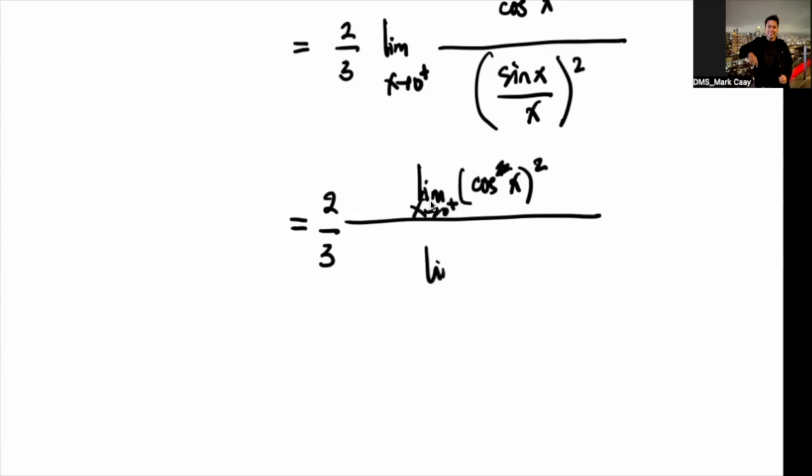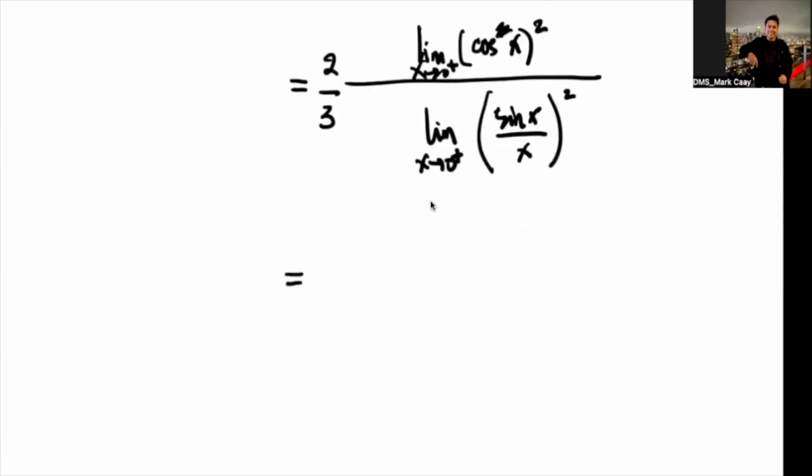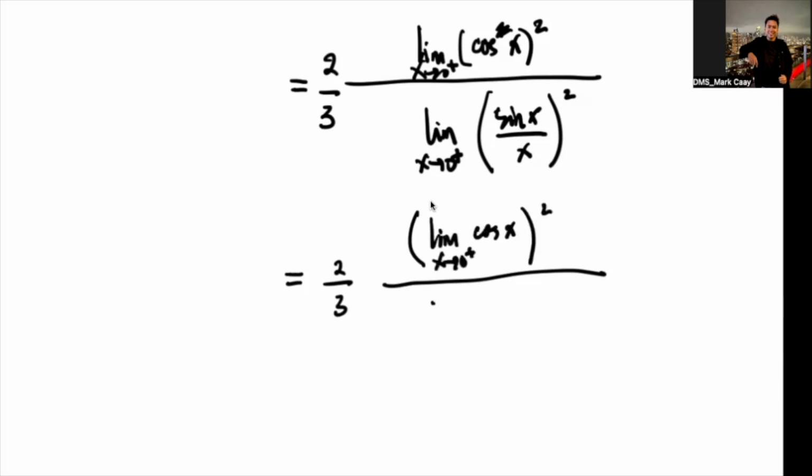I also have the limit of sine x over x squared as x approaches 0 from the right. And again, it can go inside the exponent even if it is raised to a certain power, because the limit of the power of a function is equal to the power of the limit of the function. We have a result like that. So basically, this is the same as the limit of cosine x as x approaches 0 from the right, squared, all over the limit of sine x over x, squared, as x approaches 0 from the right.